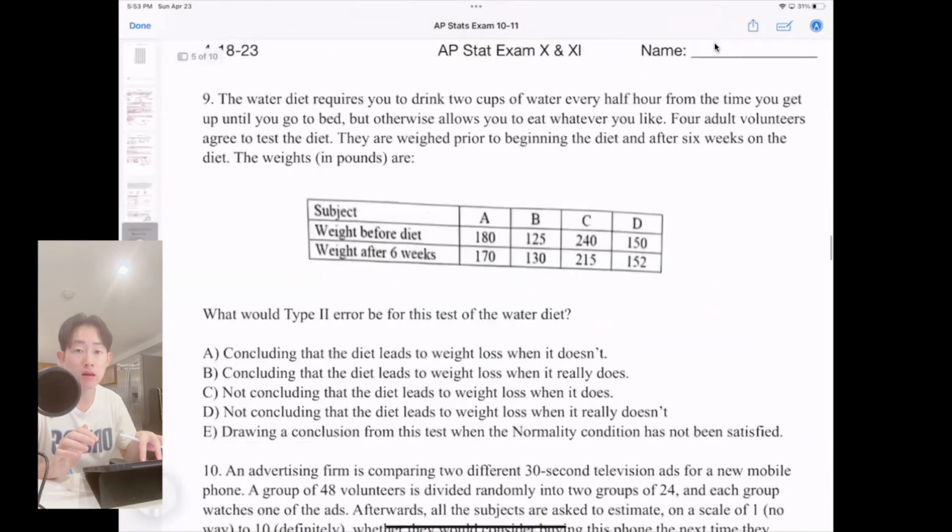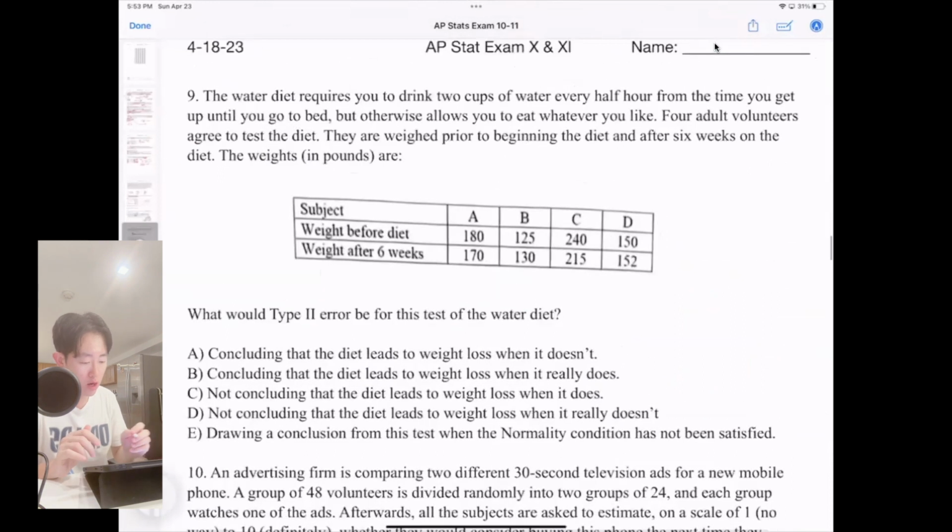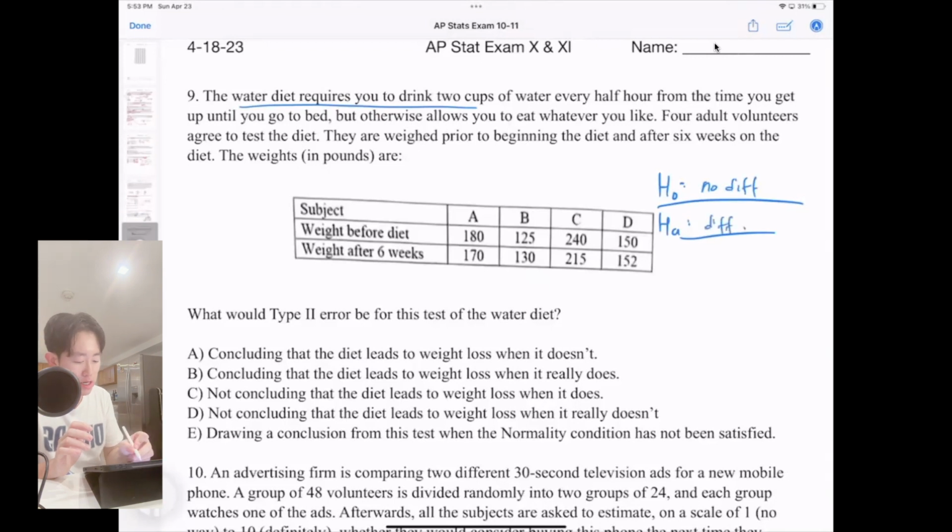Number 9. For this, what would the type 2 error be? The water diet requires you to drink 2 cups. Okay, let's think about what this will have. The null hypothesis means that there will be no difference, and the alternative means that there would be a difference, because what we're trying to see is weight before the diet and after 6 weeks, and we're probably going to compare the difference.